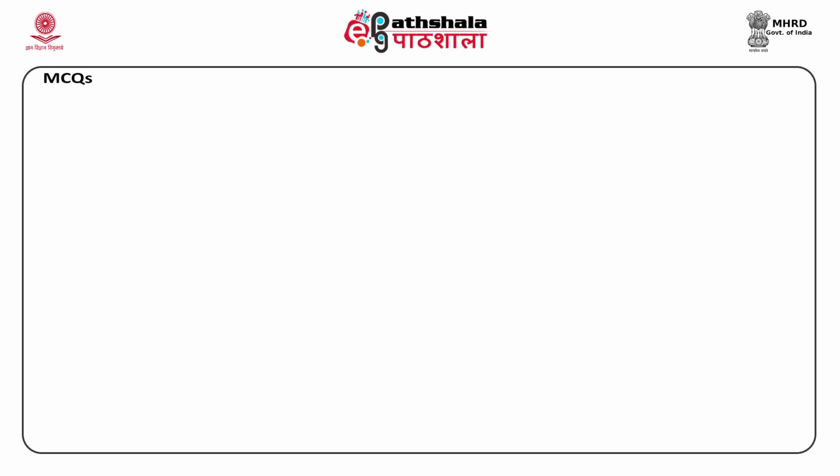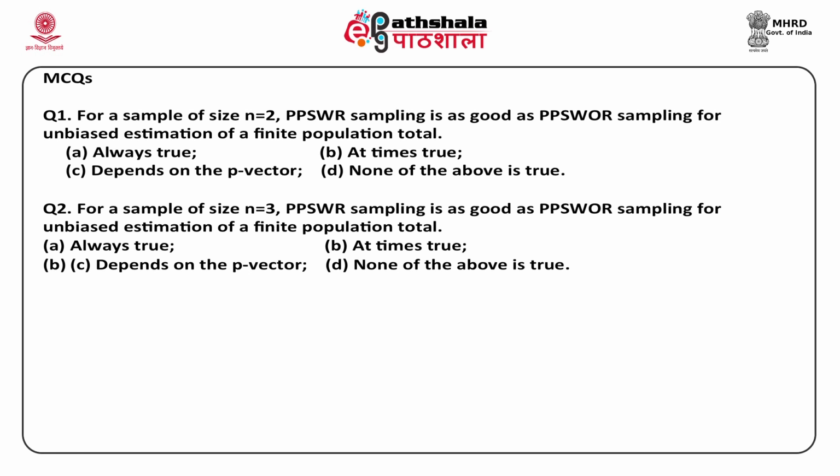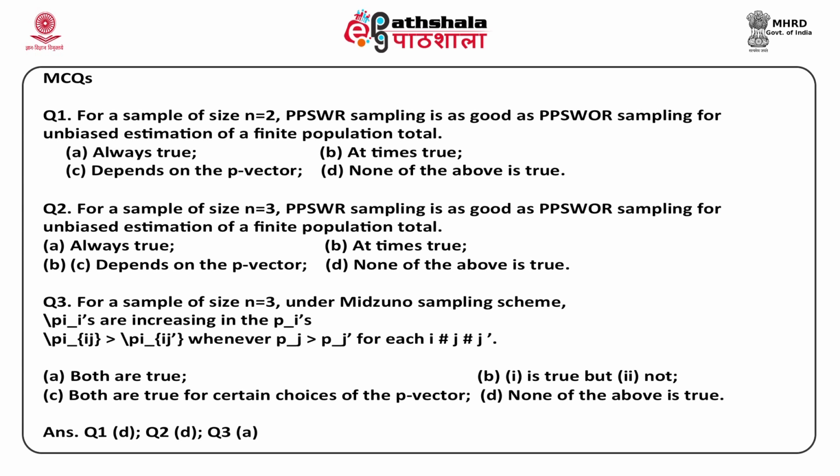Please read. 1. For a sample of size small n equals 2, PPSWR sampling is as good as PPSWOR sampling for unbiased estimation of a finite population total. Is this always true? True at times. Depends on the p-vector, and none of the above is true. 2. For a sample of size 3, PPSWR sampling is as good as PPSWOR sampling for unbiased estimation of a finite population total. Is this always true?